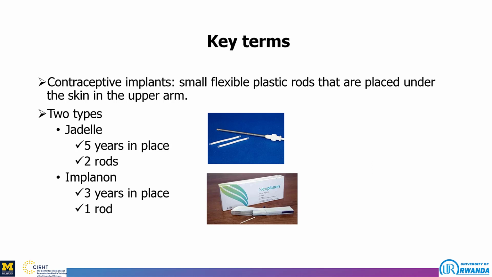Contraceptive implants are small plastic rods that are placed under the skin in the upper arm. We have two types. We have Jadelle that is in place for 5 years. It's made of two rods, as you can see from the picture. We have the Implanon that is there for 3 years. It's one rod, as you can see from the picture.